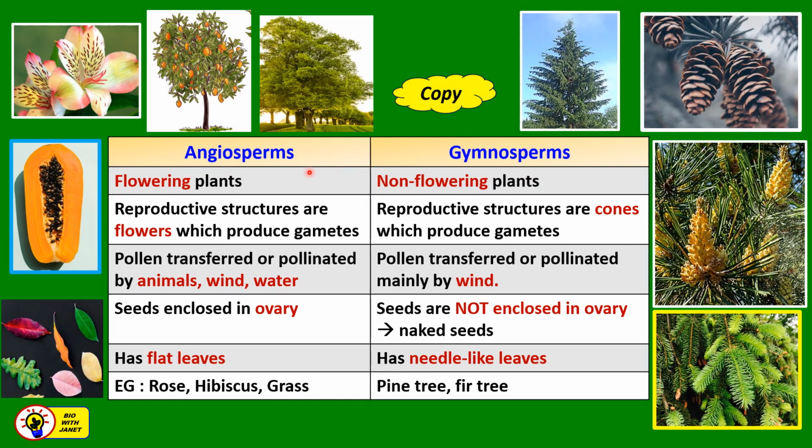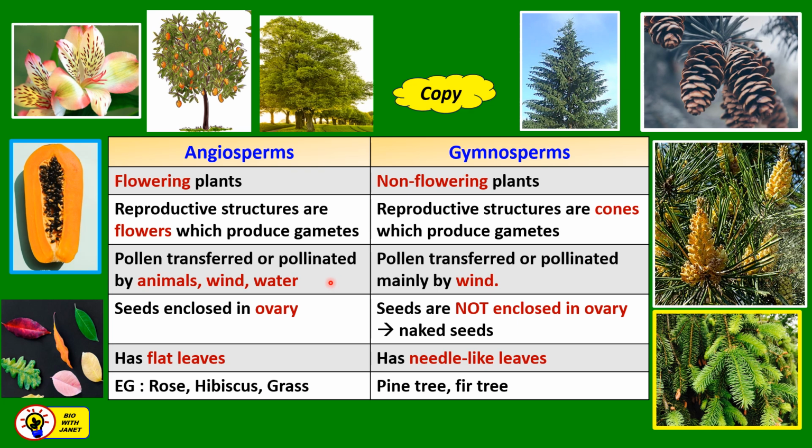Now, the difference between gymnosperms and angiosperms, you have to know a little bit about it. So angiosperms are flowering plants, whereas gymnosperms are non-flowering plants. Angiosperms have reproductive structures called flowers, which produce the male and female gametes. Gymnosperms have reproductive structures called cones, which produce the male and female gametes, right? They don't have flowers, they have cones, as shown here.